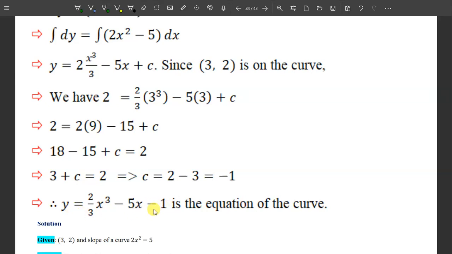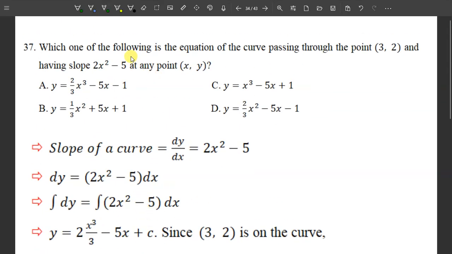This is the equation of this curve. The curve which is passing through (3, 2), having slope 2x squared minus 5, is going to be this one: A, y is equal to 2/3 x cubed minus 5x minus 1. Okay, now let us turn to the next question.